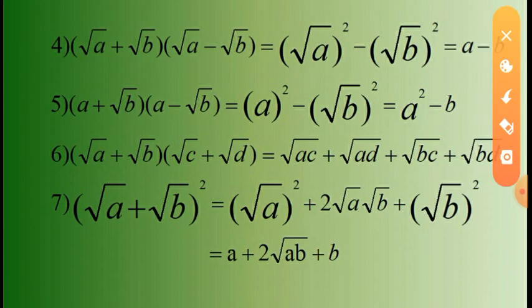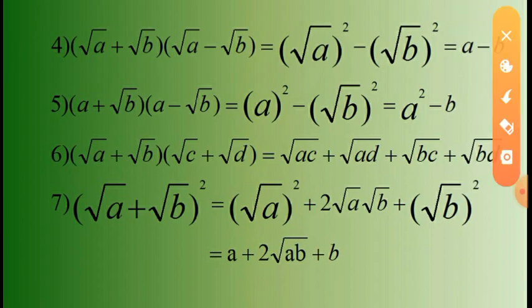Next, A plus root B into A minus root B. Again, the same identity, A plus B into A minus B, A square minus B square. But here B is what? Root B. So what will I have is root of B square. That means I'll be getting it as A square minus B.